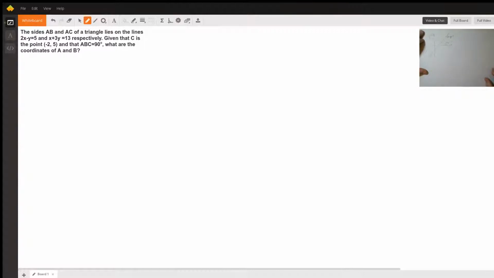We're asked to solve the following question. The sides AB and AC of a triangle lie on the lines 2x minus y equals 5 and x plus 3y equals 13, respectively. Given that C is the point (-2, 5), and that the angle ABC is 90 degrees, what are the coordinates of A and B?